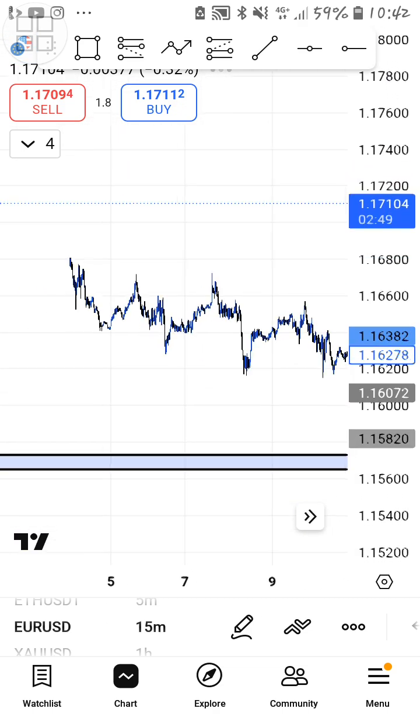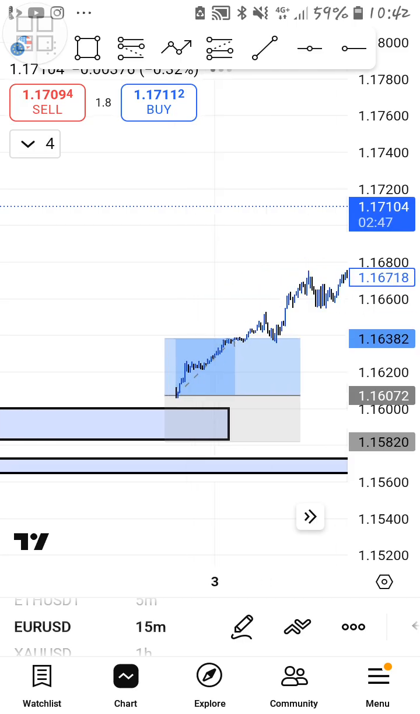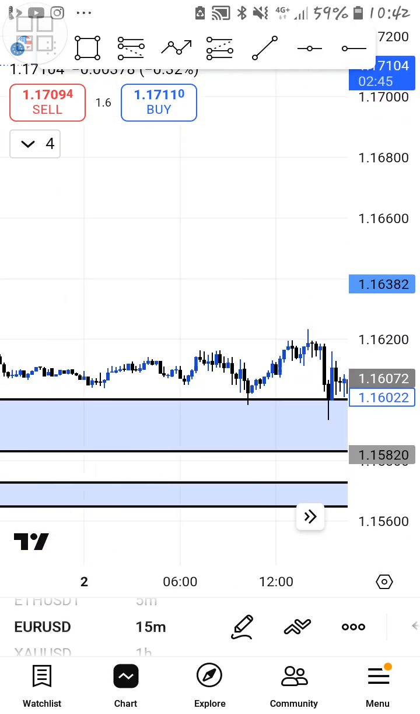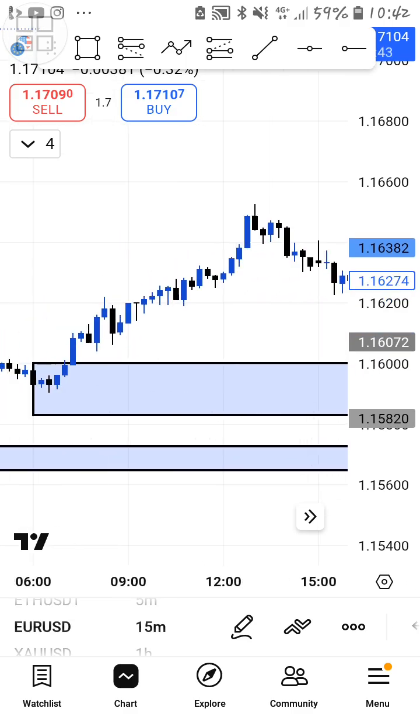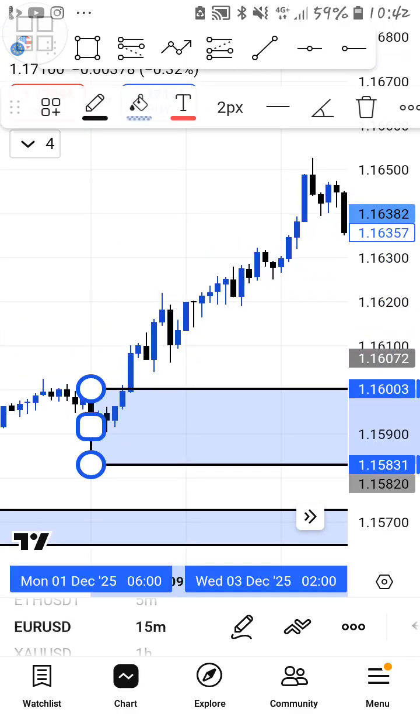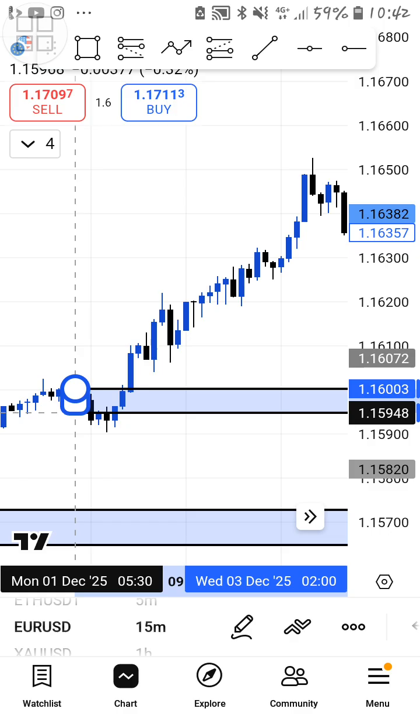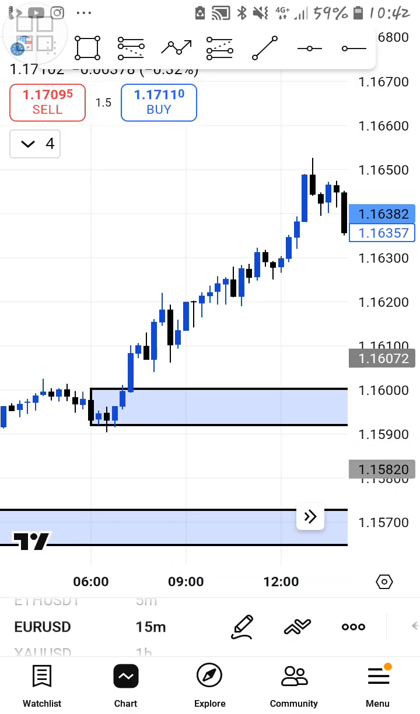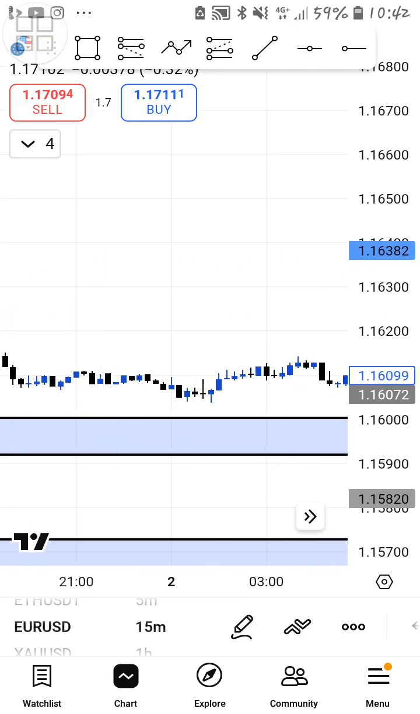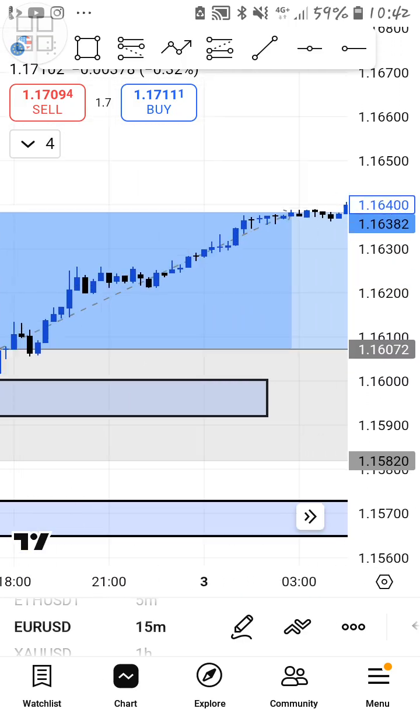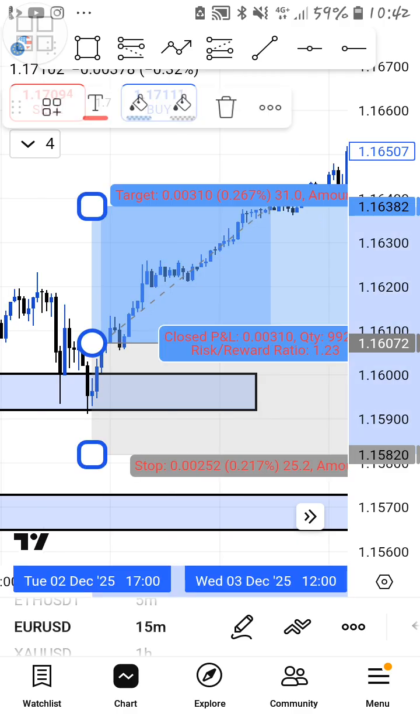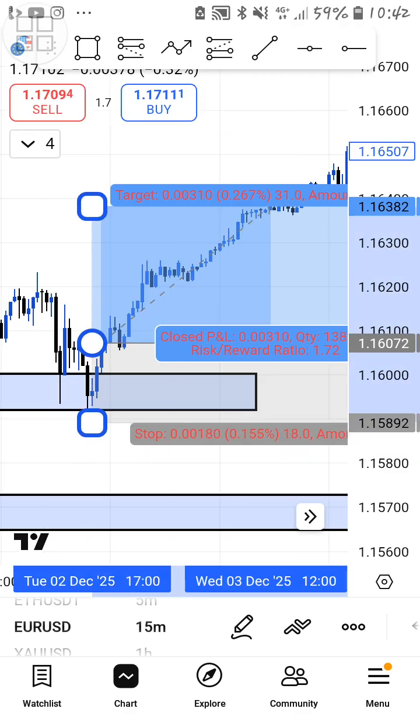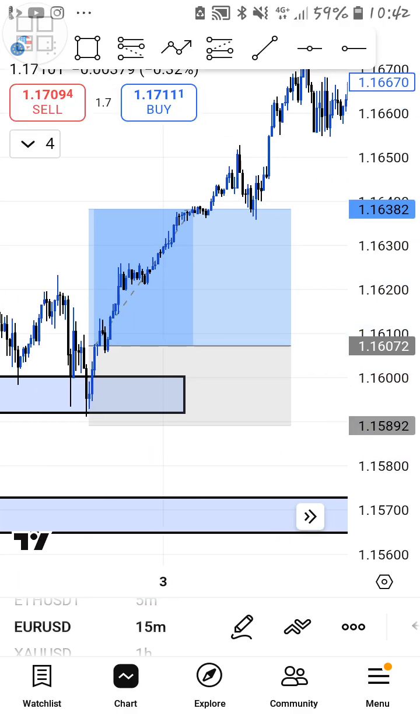Yes, you look for that demand zone right over here. You just reduce the size of that zone, because on the 1 hour time frame the candles will always be bigger. So after reducing that size, that means our risk to reward will be reduced like that. That's why I take 15 for my entry points.